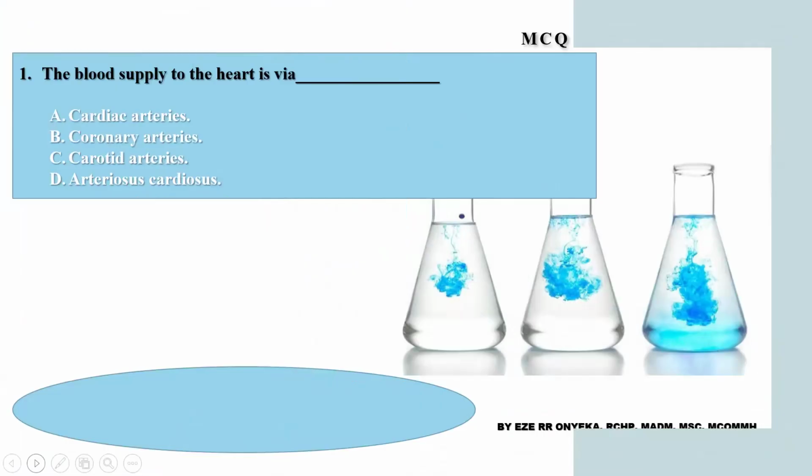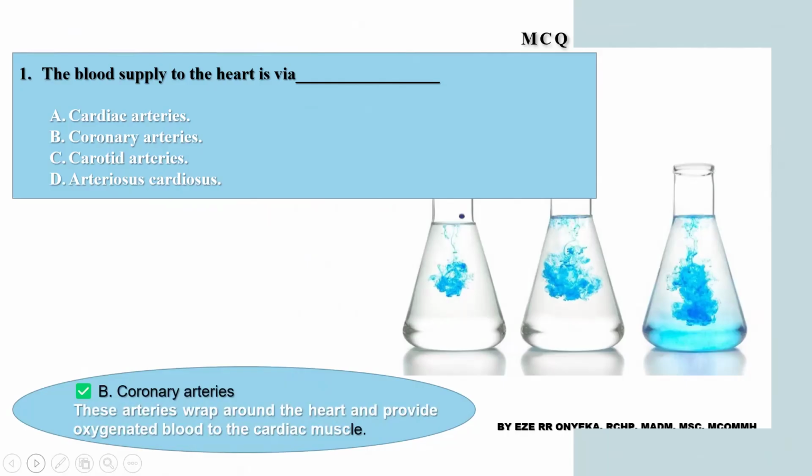The blood supply to the heart is via A, cardiac arteries, B, coronary arteries, C, carotid arteries, D, arteriosus cardiosus. The correct answer is coronary artery. Coronary arteries are arteries that wrap around the heart and provide oxygenated blood to the cardiac muscle.